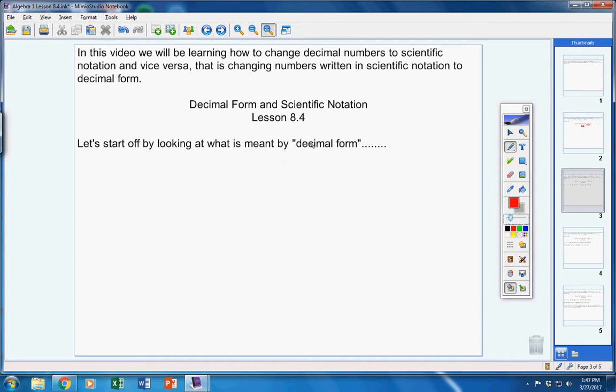Alright, let's start off by looking at what is meant when I use the words decimal form, okay? This is decimal form. You don't have to write these down, just listen. This is decimal form. You get the point? Decimal form, guys.